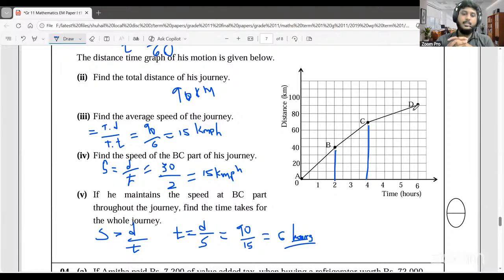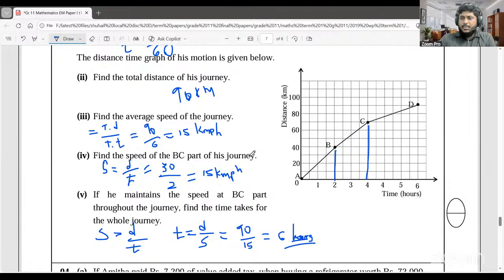Okay. Everything clear? Normally they can give you a speed time graph. Did everyone understand this part clearly? Yes, nice. Sir, how did you find the fifth one? Fifth one, what is the question? If he maintains the BC part speed, what is the speed of BC part? 15 kilometers per hour.